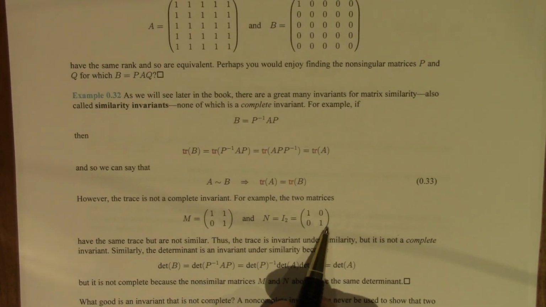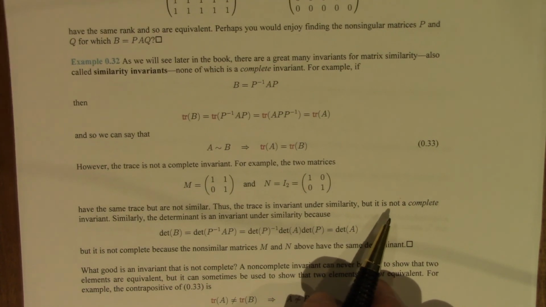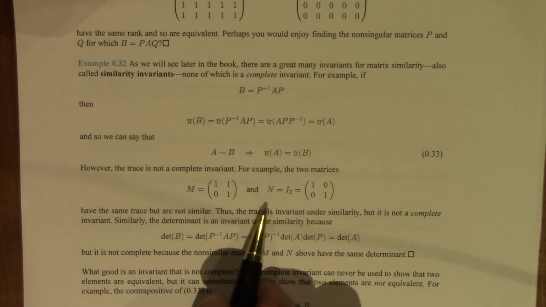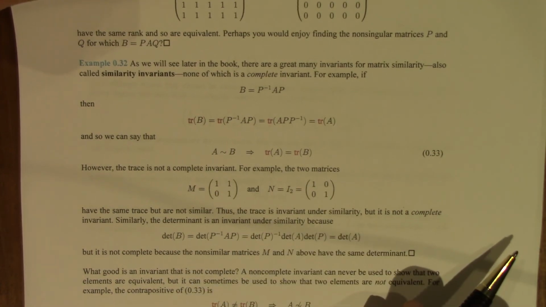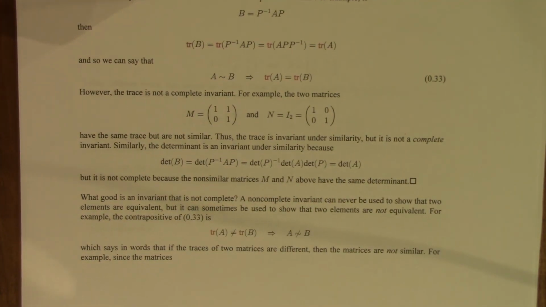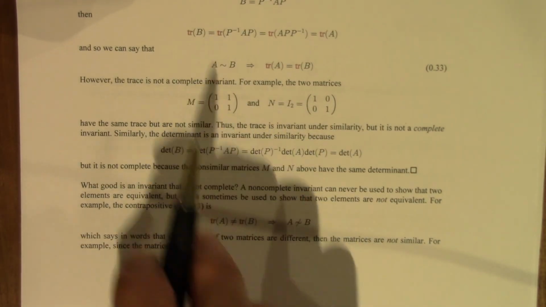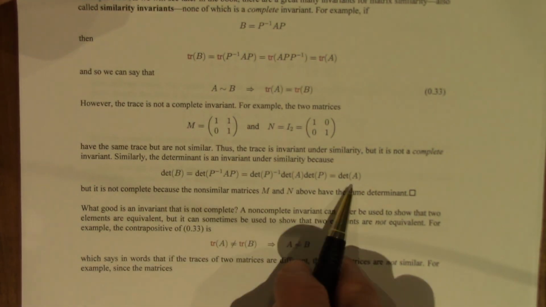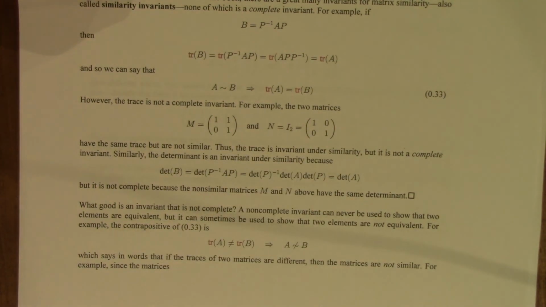But these two matrices happen to be similar, and I'll let you verify that, but they have different traces. I'm sorry, I'm getting a little tired. Backwards. These two matrices have the same trace, but they're not similar. So the trace is an invariant under similarity, but it's not a complete invariant. The determinant also is an invariant. If two matrices are similar, they have the same determinant, but the converse is not true. These two matrices have the same determinant, but they're not similar.